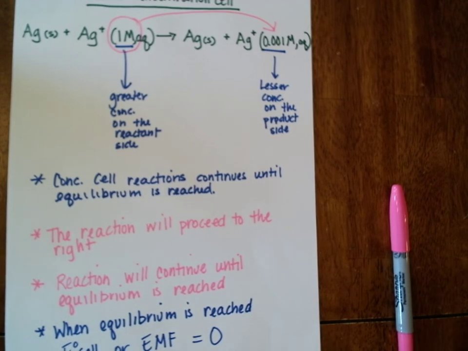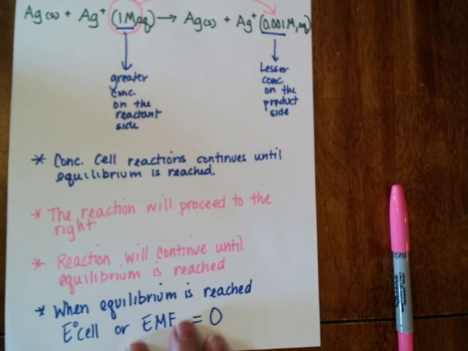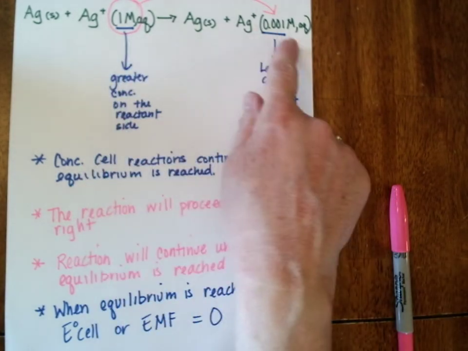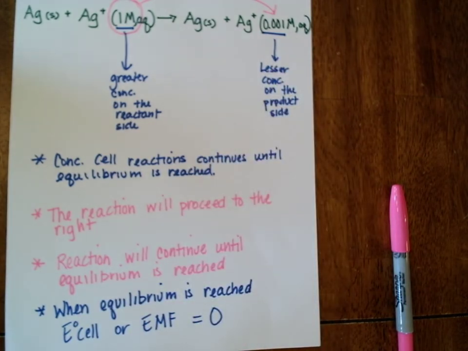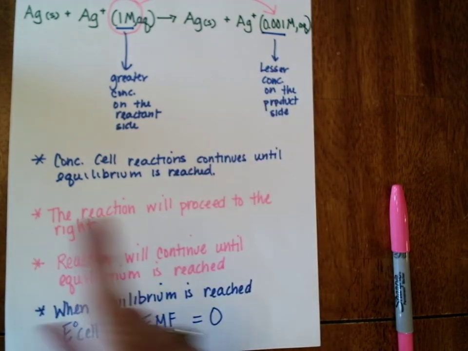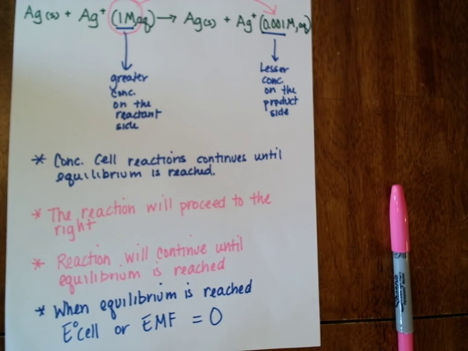It happens every time. It doesn't matter the reaction. What we have to pay attention to is that it's a concentration cell, and I know it's a concentration cell because it shows me the concentration, and I know that the reaction is continuing because I have different molarities. If the molarities were the same, then the reaction would be at equilibrium already, and it would be happening in a reverse and forward reaction at the same time. When it's happening in forward and reverse at the same time, then my cell EMF is automatically 0.